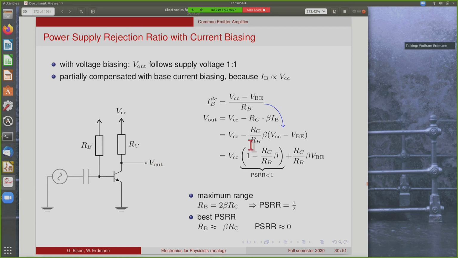So if we choose our bias resistor in such a way as we've done before to maximize the range, then our power supply rejection ratio turns out to be 1/2. Just put in the numbers here. But we can also choose it differently. Namely, if we make it equal to beta times RC, then this term completely vanishes, and then we have a resistor that has a power supply rejection ratio of 0. So the output will be independent of the supply voltage, which is a very nice feature.